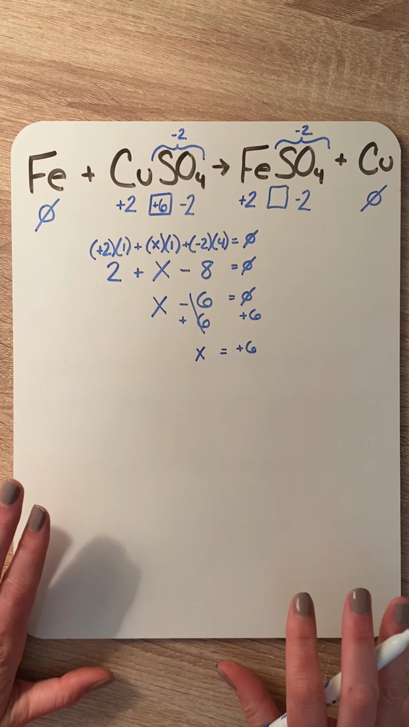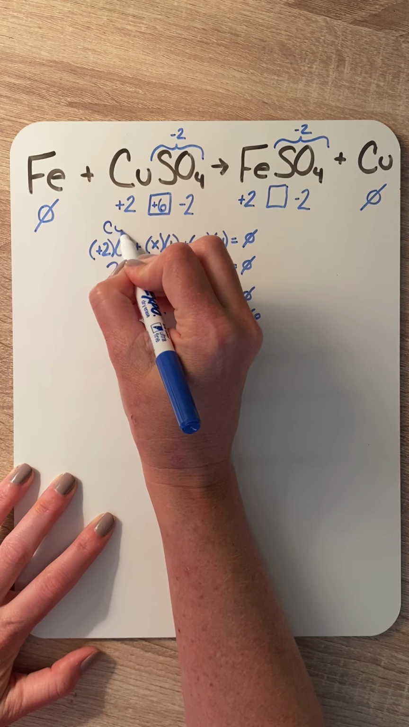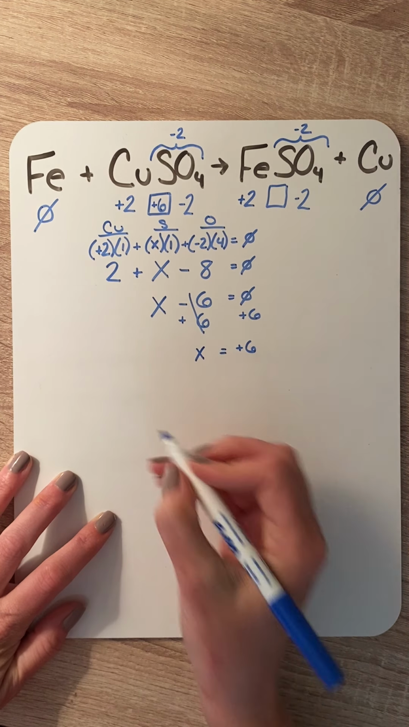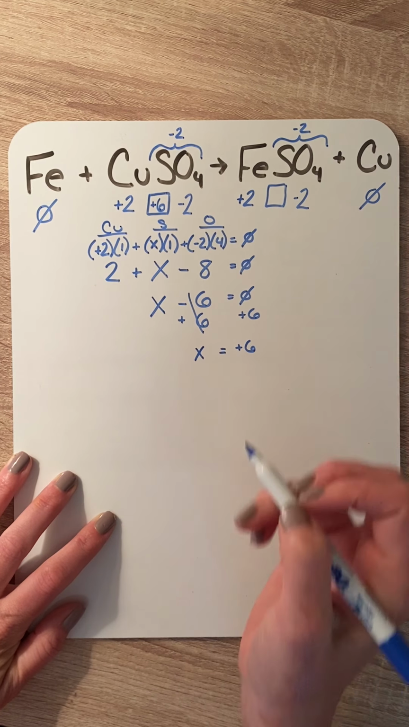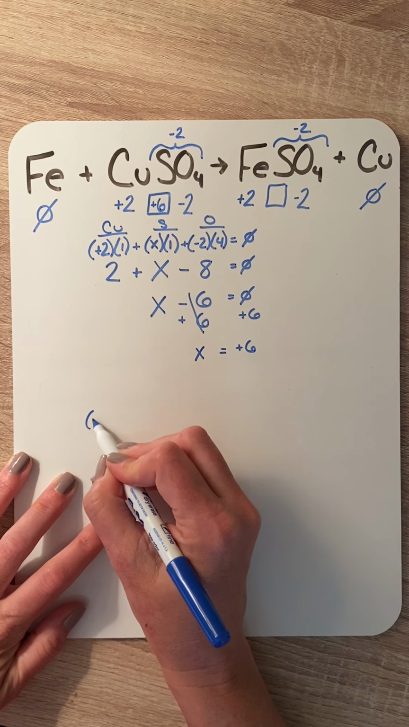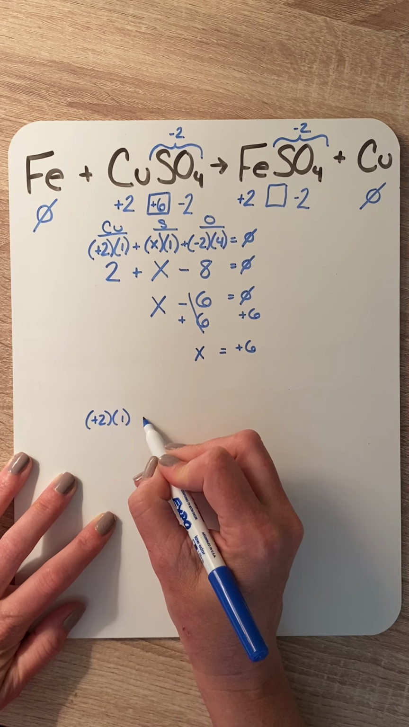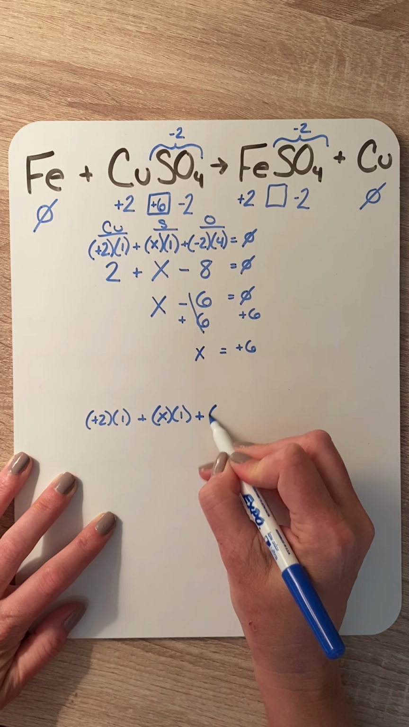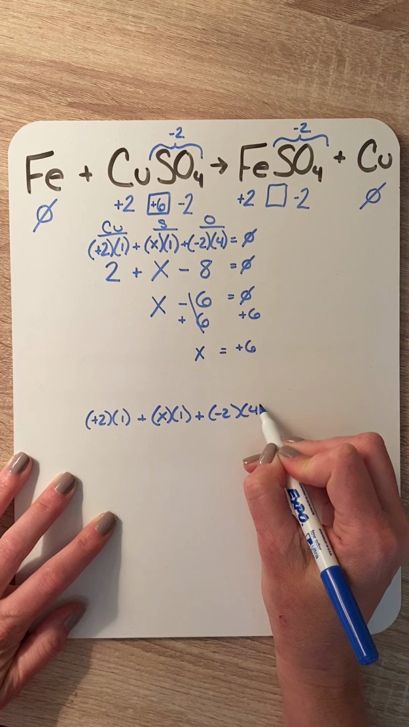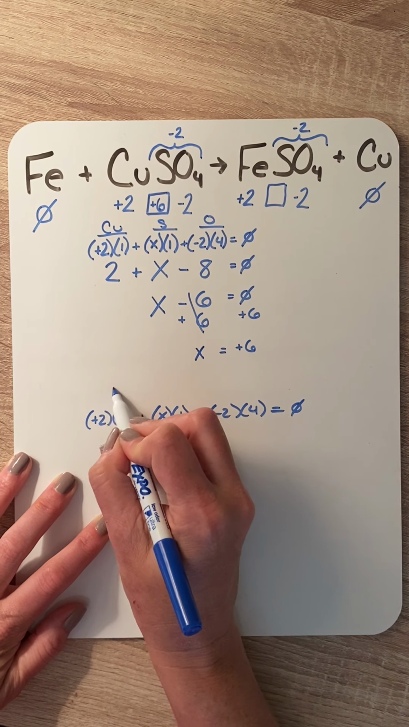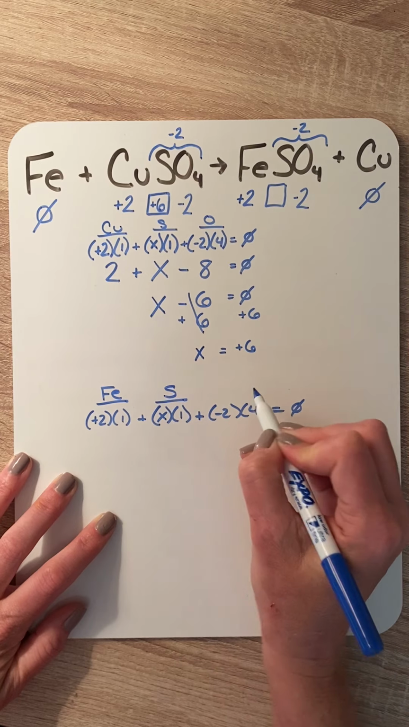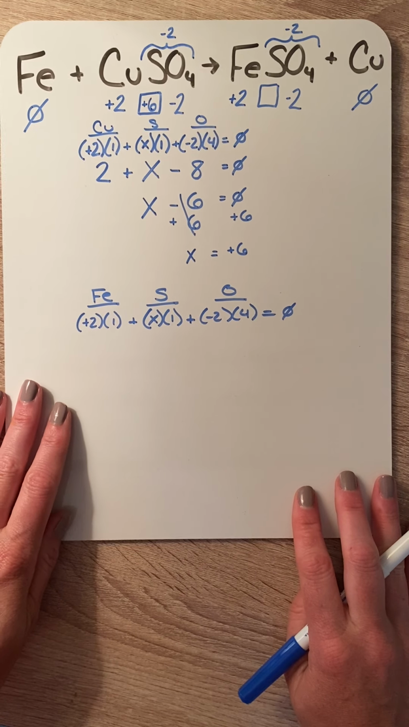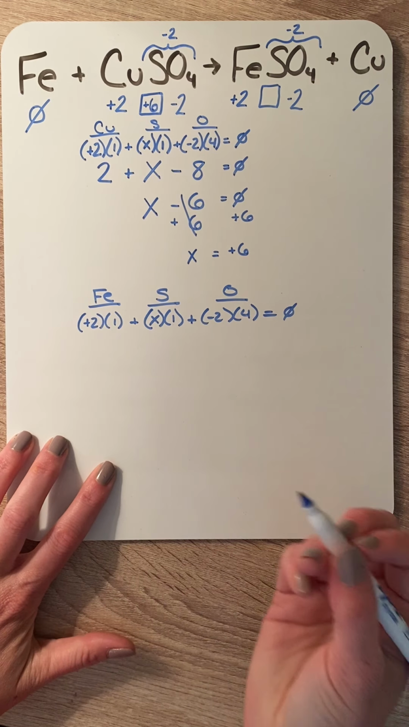Okay? So if I had this for copper, this for sulfur, and this for oxygen, if I were to do that again at the bottom here for the iron, we said is +2, and I have one of them. The sulfur, we don't know, and we have one of them. The oxygen is -2, and we have 4 of them. So I'm going to do iron, sulfur, oxygen. And again, we're going to condense this.